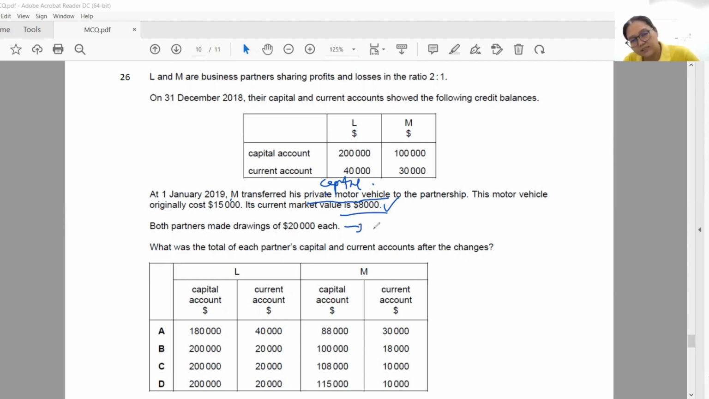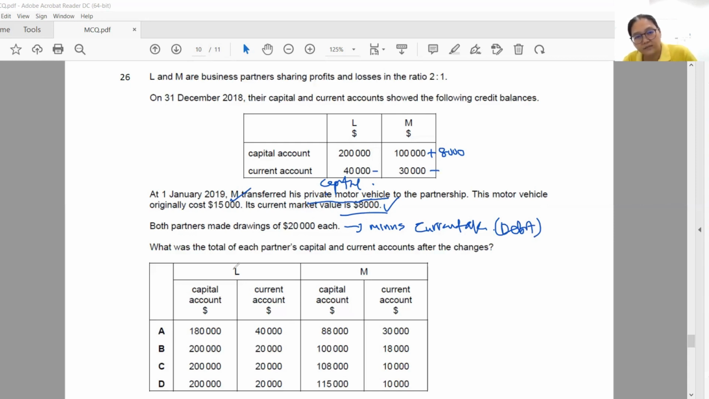What is the total of each partner's capital and current account? The drawing amount will be deducted from the current account, which is on the debit side of the current account. The private motor vehicle is 8,000, so the capital here should increase by 8,000, whereas this one has no change. Drawing will reduce the current account, so you have to minus here also.